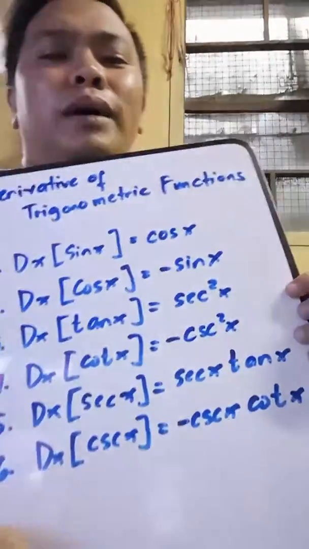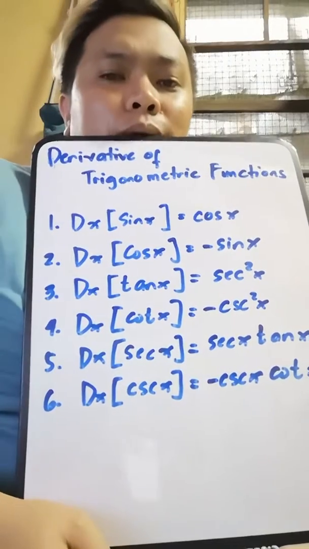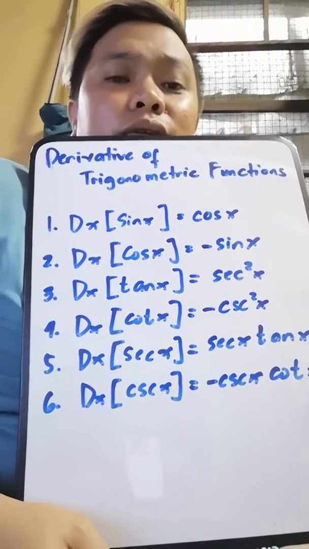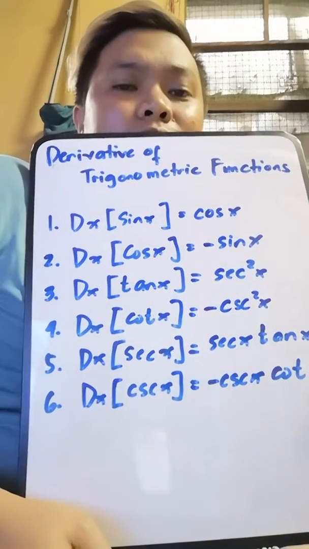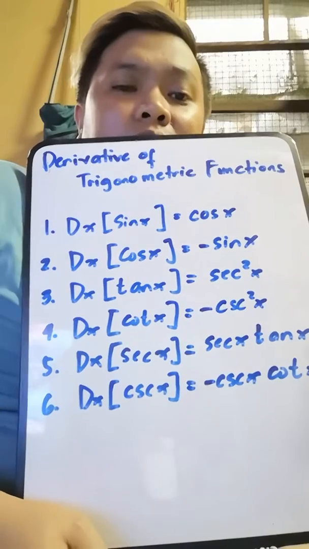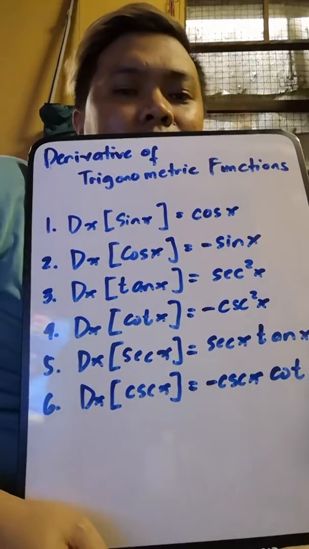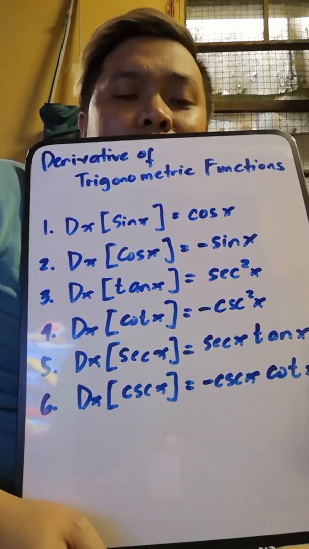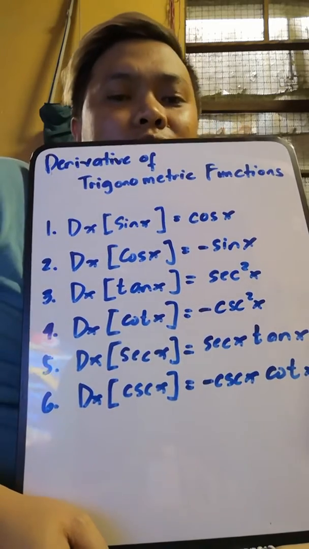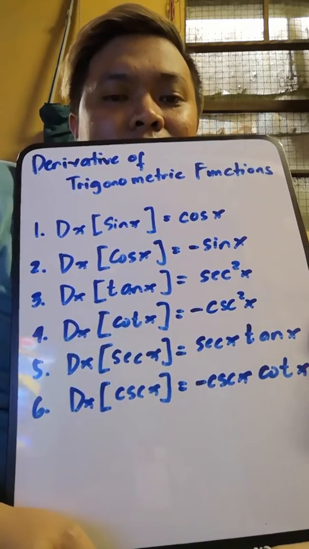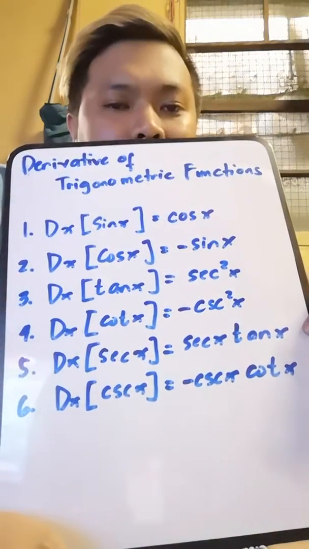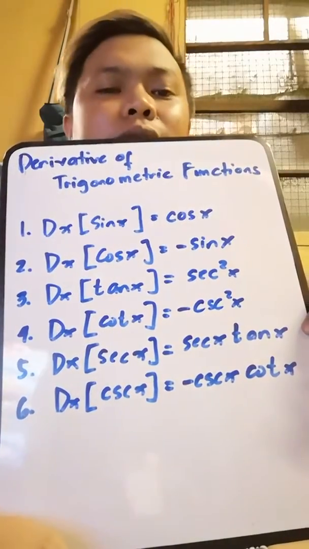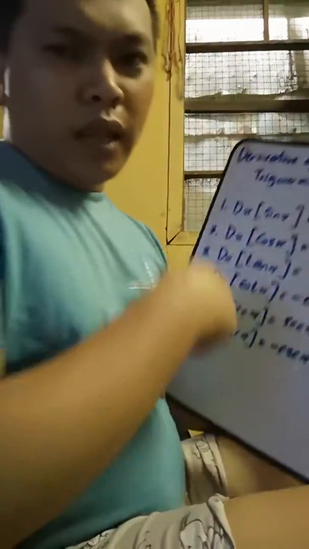I list down these 6 basic rules para makita nyo kung ano yun. Number 1, the derivative of sine x is equal to cosine x. Derivative of cosine x is negative sine x. The derivative of tangent x is secant squared x. The derivative of cotangent x is negative cosecant squared x. The derivative of secant x is secant x multiplied by tangent x. And lastly, the derivative of cosecant x is equal to negative cosecant x cotangent x.